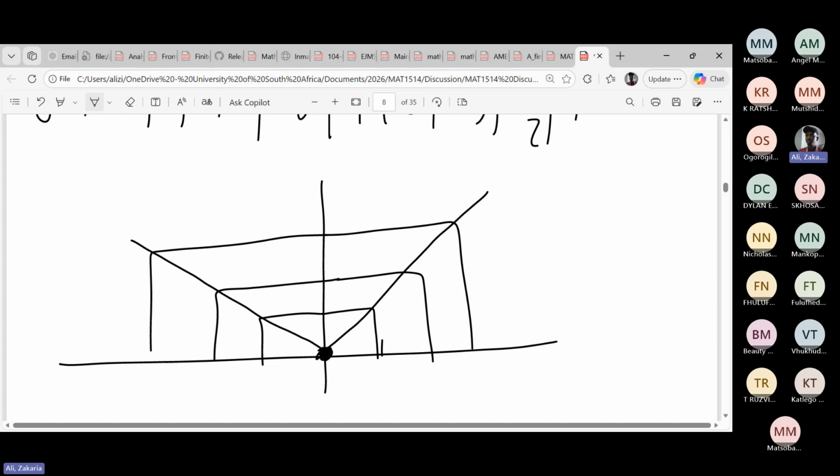I can take it in red color. In red, I want to sketch it in red. So it's not 100%, but the one in red is the graph of y equals the absolute value of x. Great.